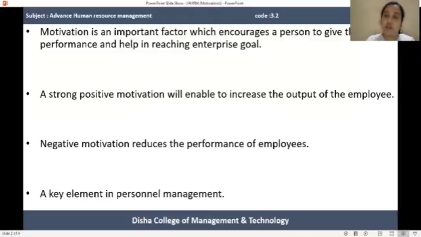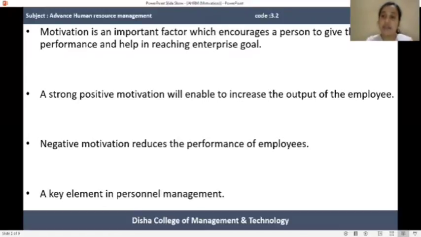No doubt, by using the technique of motivation, the organization is able to improve its productivity, but that doesn't give a guarantee that motivation always improves the productivity of the organization. How? Generally, there are two types of motivation. The first one is positive motivation and the second is negative motivation.